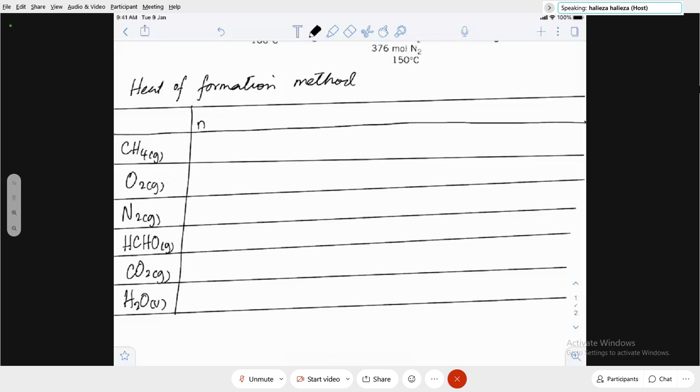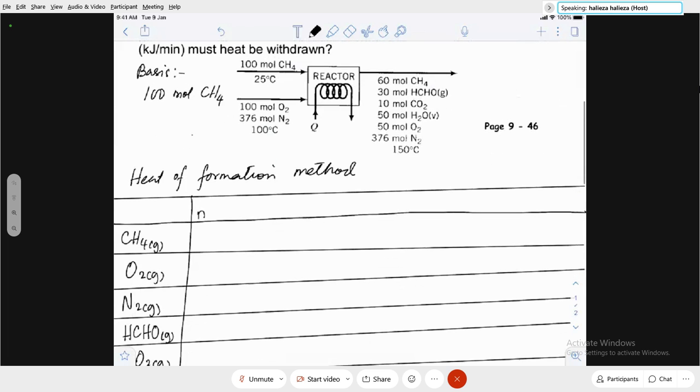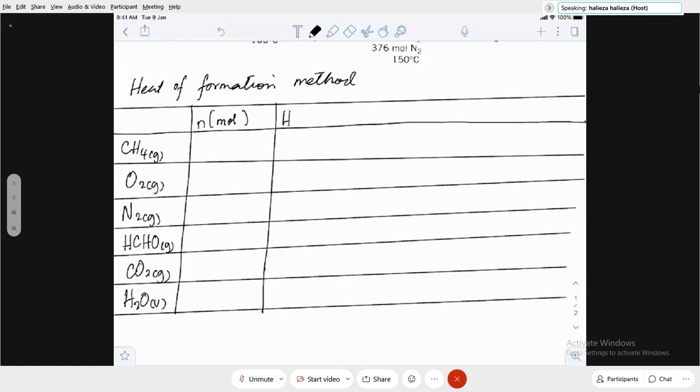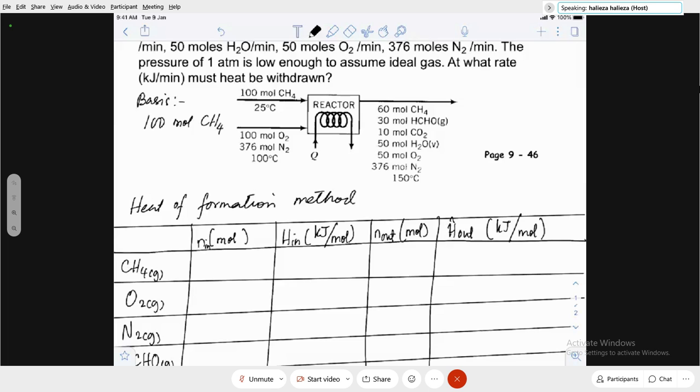I have my molar flow rate. Is it a flow rate? No, it's not. It's just mole. Now my enthalpy in. I need to write that down. In, so that will be kilojoules per mole. And my out, it's actually amount, not the rate. That's out. Enthalpy out, that's kilojoules per mole. Okay. So what are the temperatures? Take note of the temperature coming in, 25 here, 100 here, 150 there.